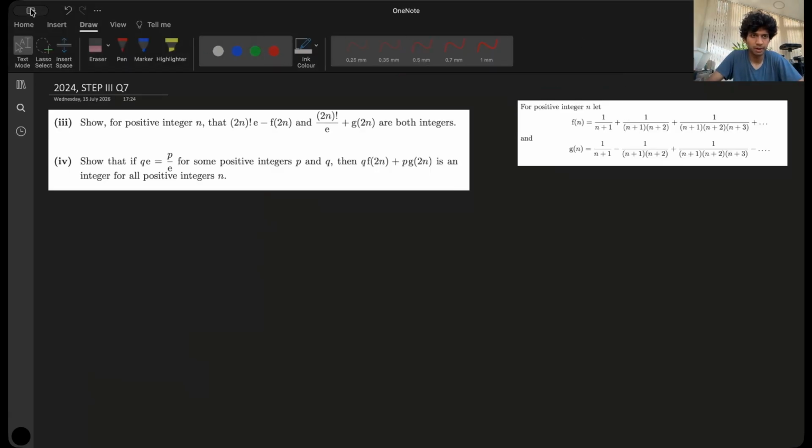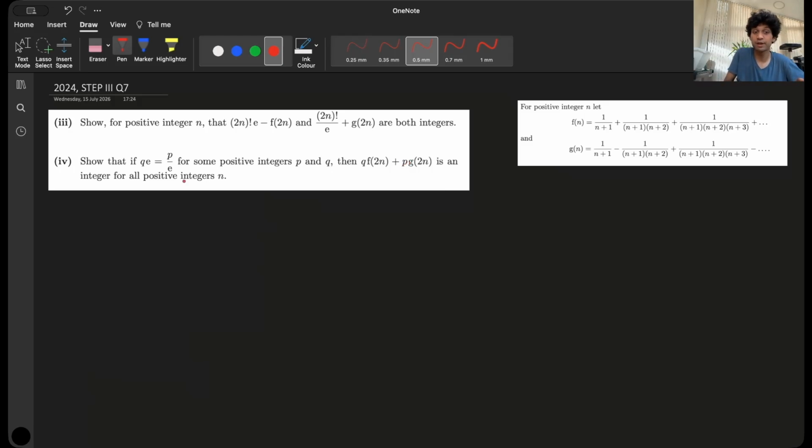Okay, so now for this part, you've shown that a bunch of stuff were integers in part 3, and now you need to show that more things are integers. So you're going to apply what you did in part 3. You have that if qe equals p over e for some positive integers p and q, then this quantity here is an integer for all positive integers n. So let's first fix a positive integer n, because we want to show it's true for all n.